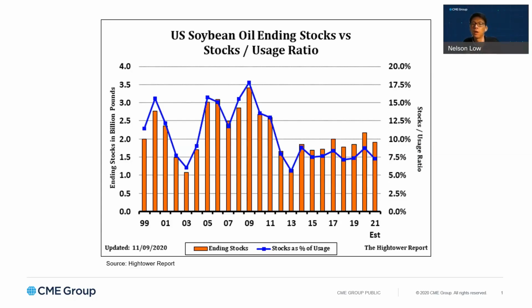Whenever traders look at supply and demand, once you take the supply and subtract the demand, you have what is known as the leftover, right? Supply is what you produce. Demand is what you need to use. The leftover, the difference, is what we call ending stocks. Ending stocks in this chart are the orange bars. The blue line that you see is what we call the stocks-to-use ratio, so that's the ratio between the ending stocks and the usage demand.